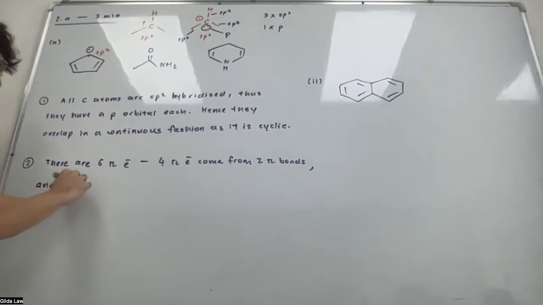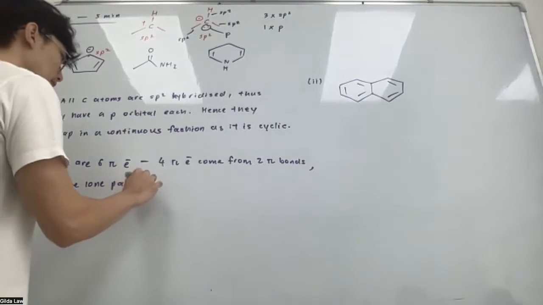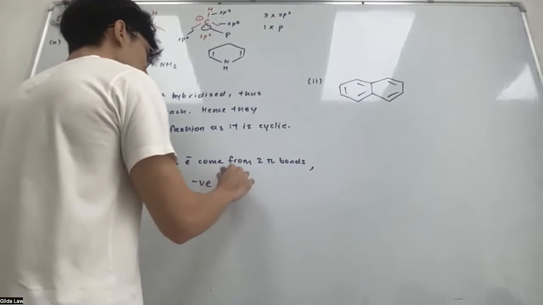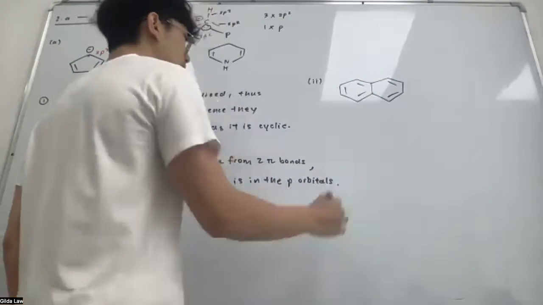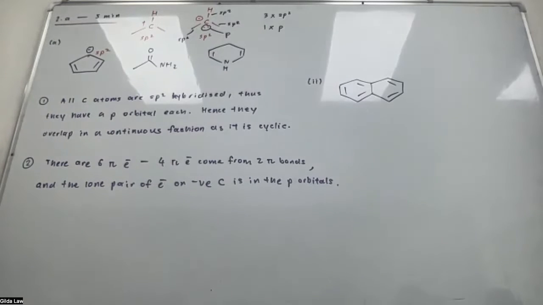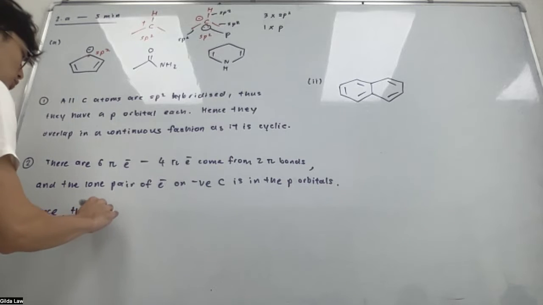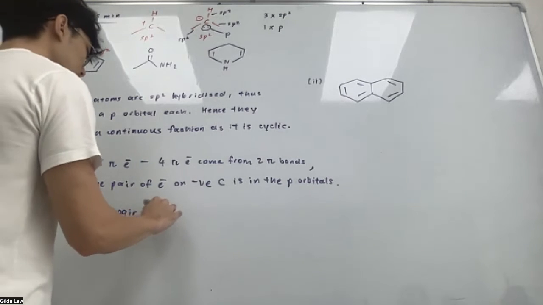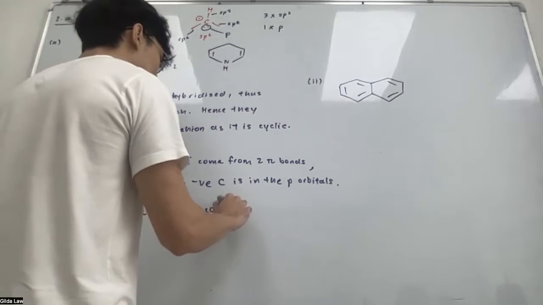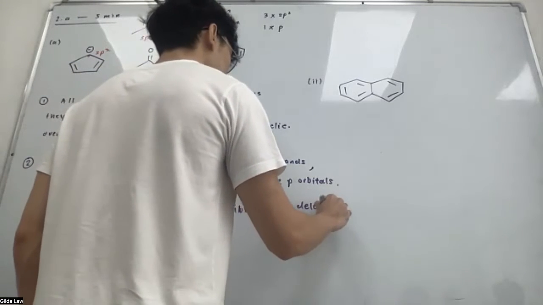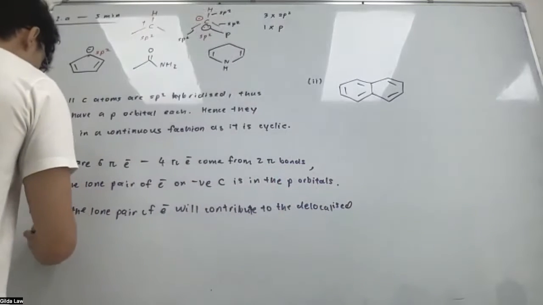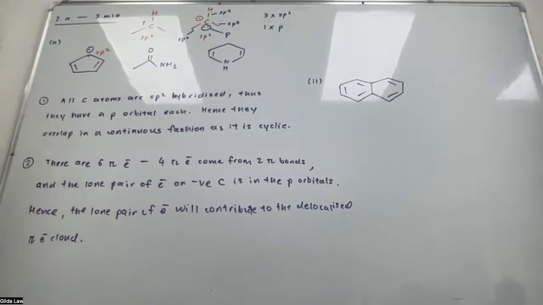And the lone pair of electrons on the negatively charged carbon is in the p orbital. Remember, overlapping p orbitals results in delocalization. So now this lone pair can delocalize. So just give me a reason behind that. Hence, the lone pair of electrons will contribute to the delocalized pi electron cloud. Can you see that? So at the end of the day, that's the value that you're adding to the question.